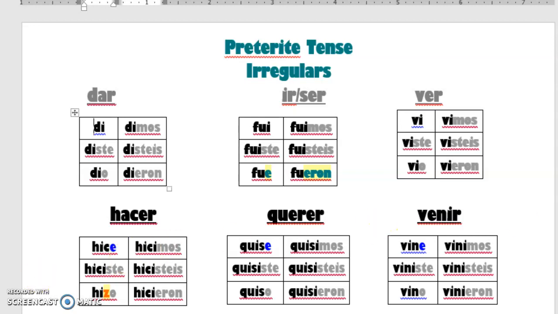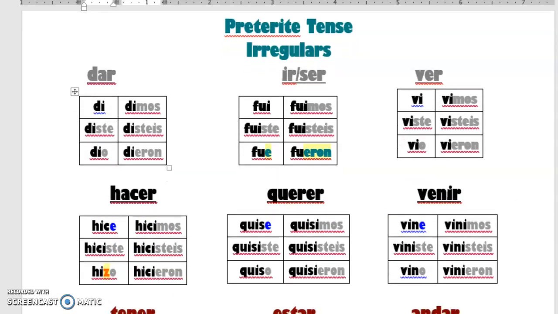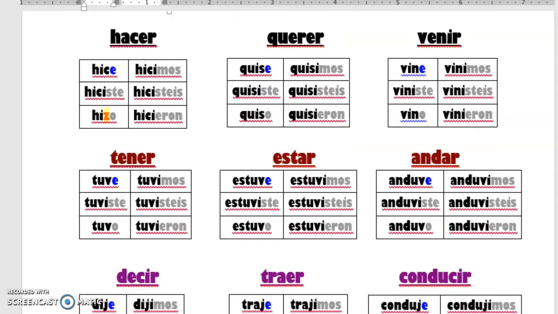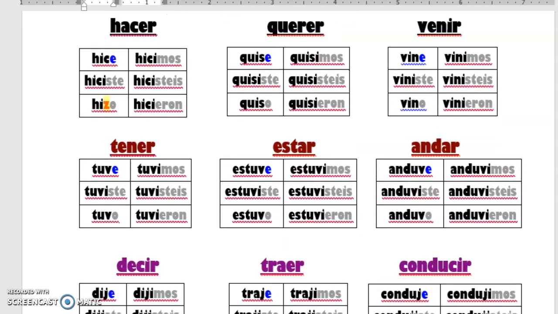Look at hacer, querer, and venir, 2 ER verbs, 1 IR verb. And the similarity here is that the yo goes to an E ending. And then hacer is a double irregular because that third person, él, ella, usted, goes to that Z, pronounced hizo. So it can't be a C as in cat because that would be pronounced differently. So remember that. Tener, estar, andar, these 3 verbs are very irregular.